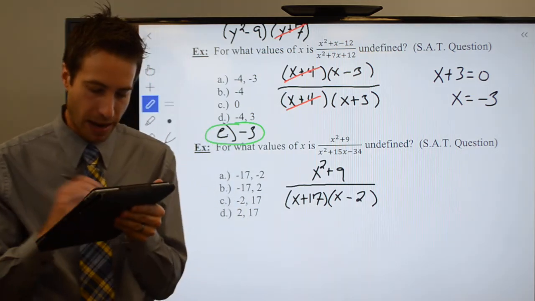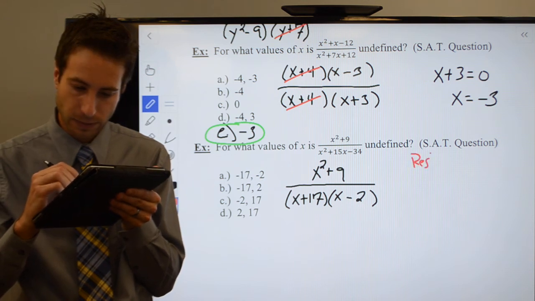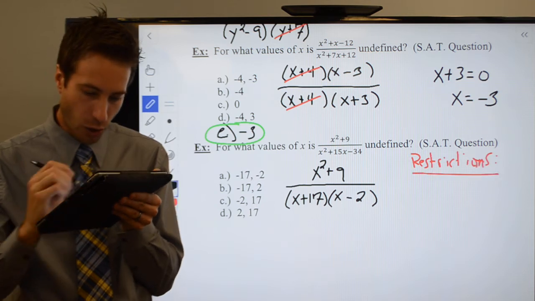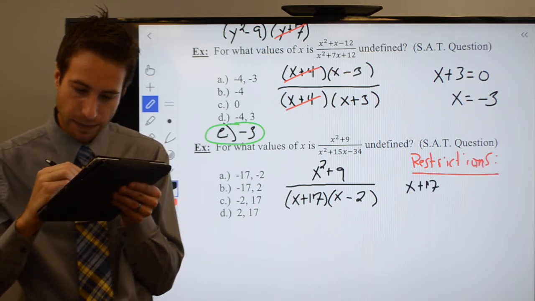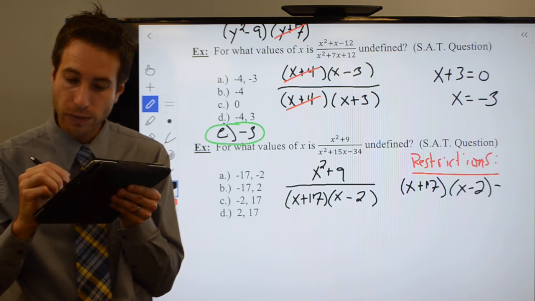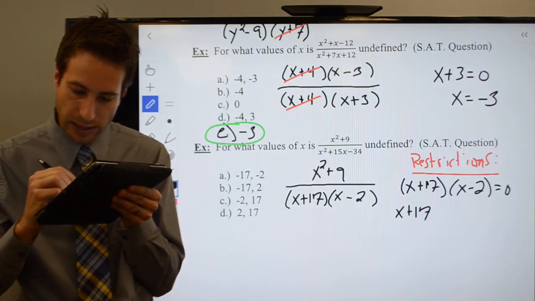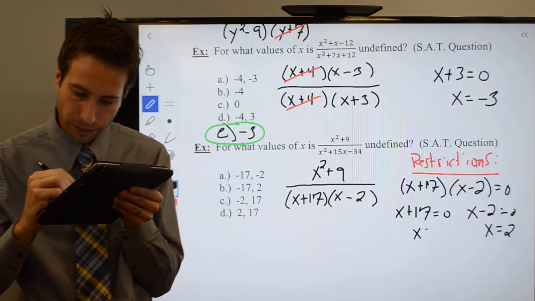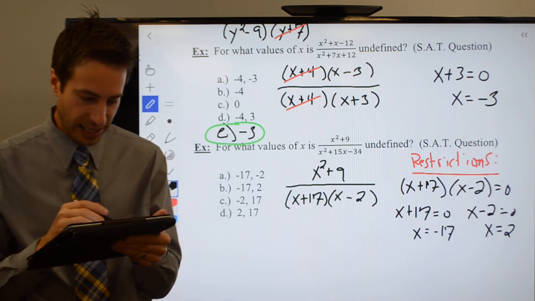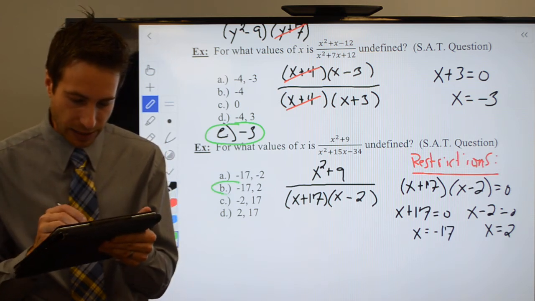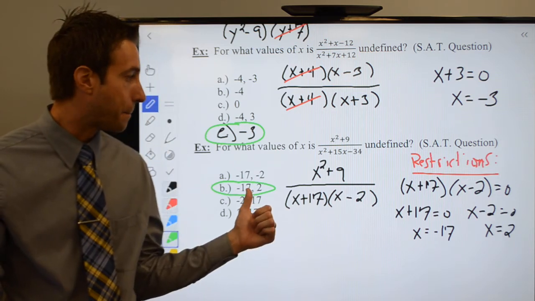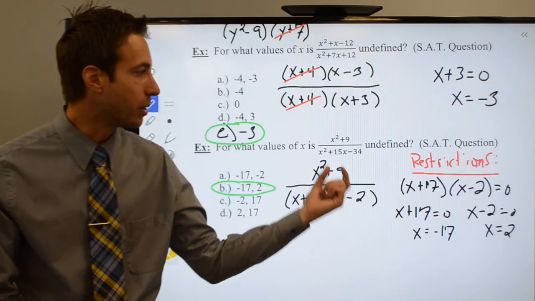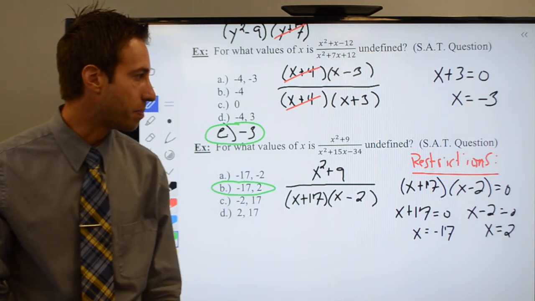So for this one, my restrictions are going to be x plus 17, x minus 2. Set them both equal to 0. I get 2 and minus 17. Find that answer, minus 17, positive 2. Right there, we've got B. So x cannot be a minus 17 or a positive 2. That would give me division by 0 and therefore be undefined.